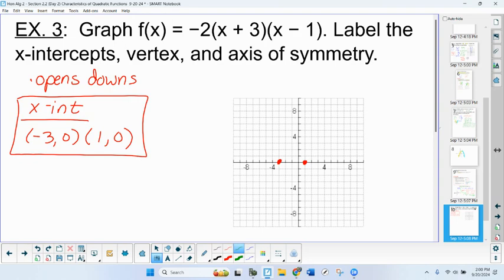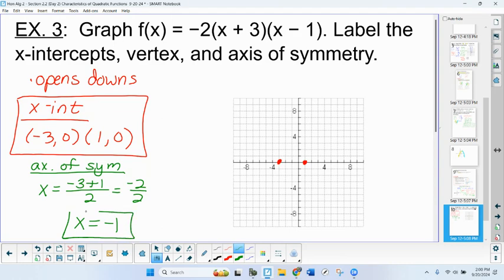Now, how do I find the axis of symmetry? Well, if it's symmetrical about those 2 points, I know it has to be in the middle. So what am I going to do with those 2 points? Add them up and, okay, what's negative 3 plus 1? And what's negative 2 over 2? Don't forget x equals negative 1. So when you come over here and plot this, make sure it looks like it's in the middle. If it is off-centered, you have done something wrong somewhere.